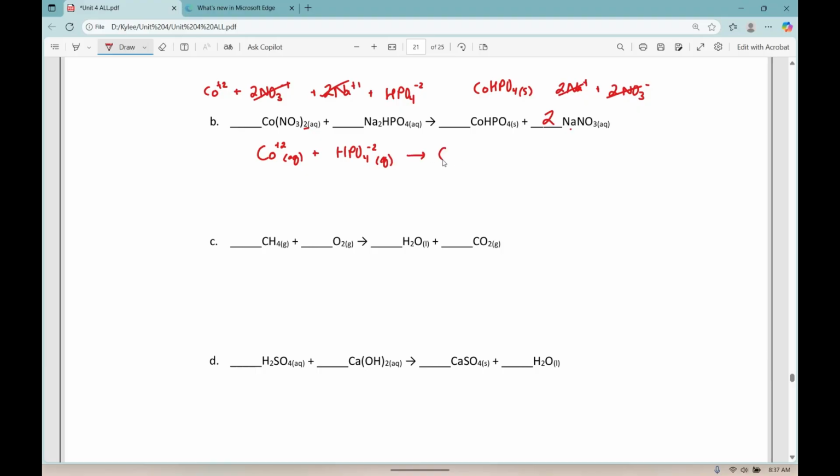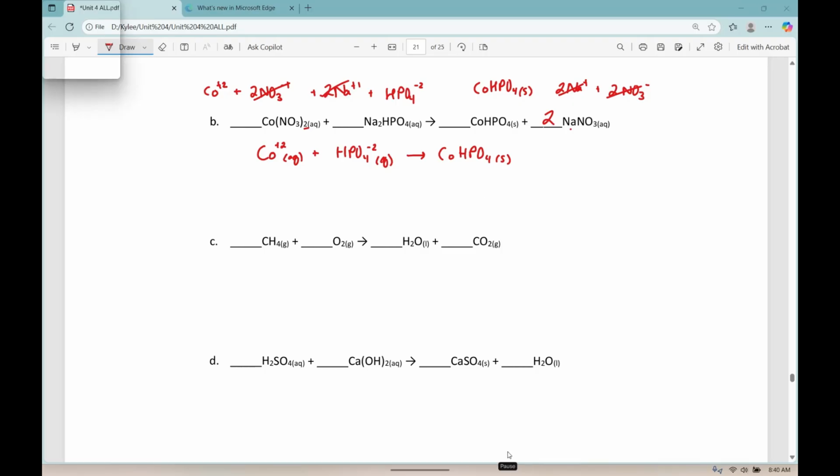And it's going to form CoHPO4 solid. Let's check this out. If we look at the oxidation numbers for this particular example, cobalt is +2. They tell us right there. If I look at hydrogen, almost always is +1.